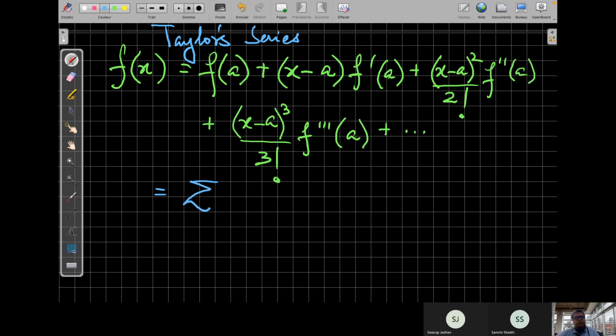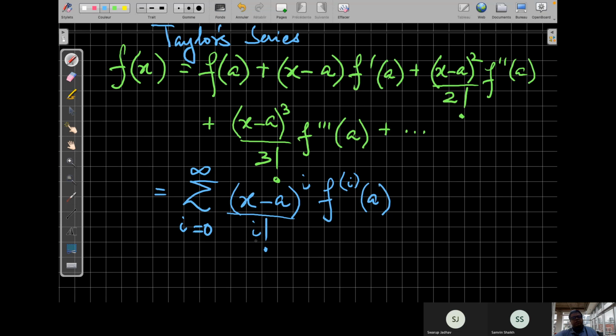I'll have sigma, i equal to 0 to infinity, and you are going to say x minus a to the power i, and the ith derivative at a, and you are going to divide it by i factorial. This is how I express the Taylor series in a mathematical expression. So that's the reason why it's called a series, and this series has to converge.